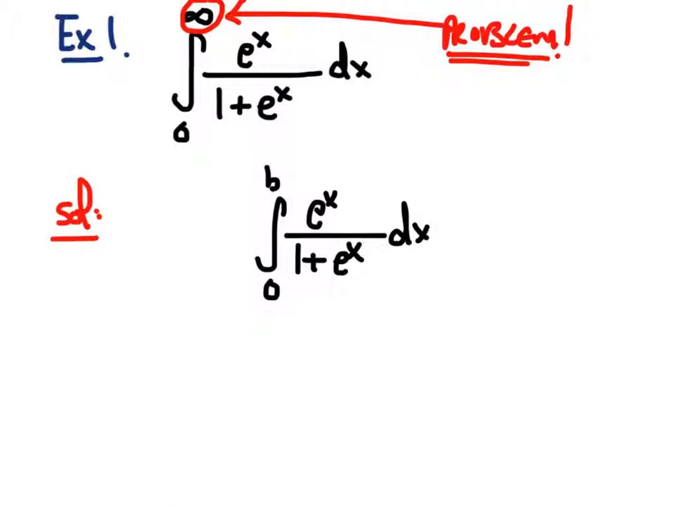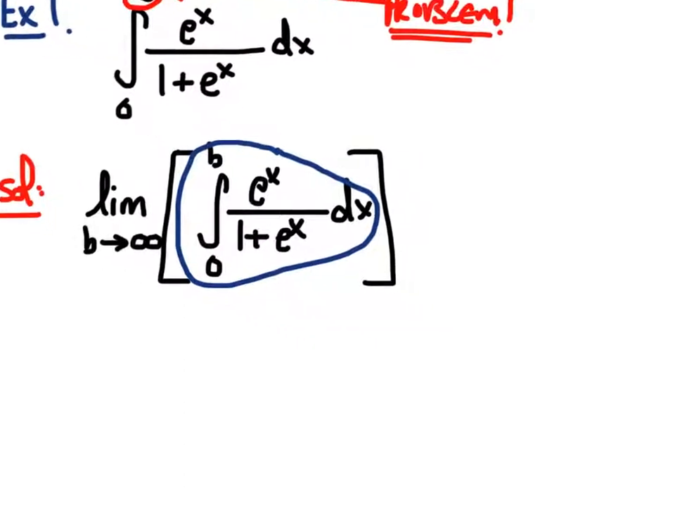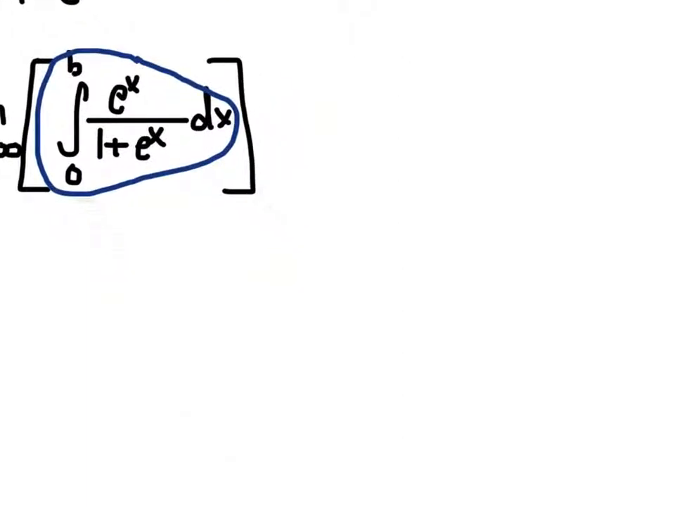So now we have a definite integral from 0 to some constant b of the same integrand. And to account for the infinity, we introduce a limit as our constant b goes to infinity. So what we'll do is, on the inside, find out what this integral is with our normal techniques, and then we'll take a limit as b goes to infinity. Alright, so let's take this definite integral over to the side here. We're going to find that integral with our previous techniques.